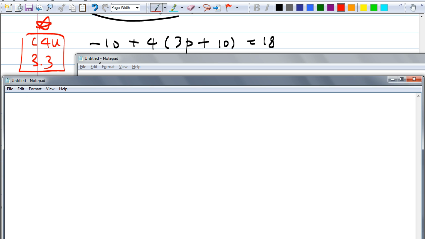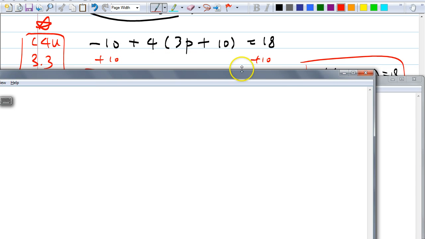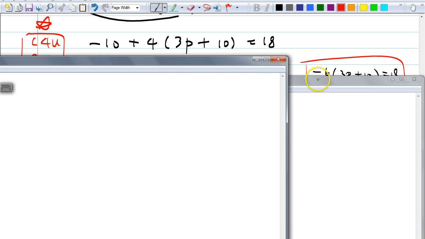Here we go. First of all, let me ask you this. Everybody, who does not have someone else's paper? Raise your hand. Okay. Are we okay? How many people wrote down this first? Negative 10 plus 4, isn't that equal to negative 6?